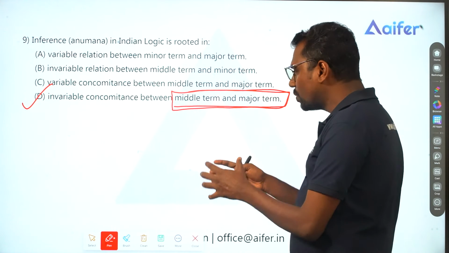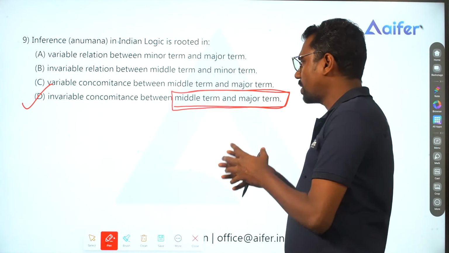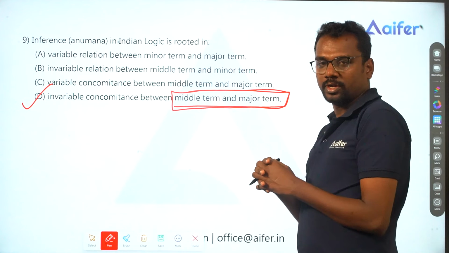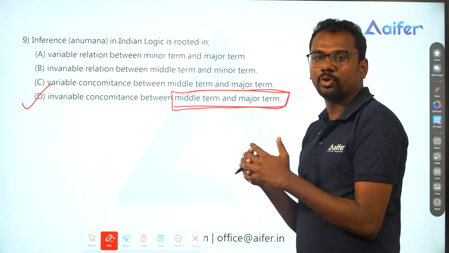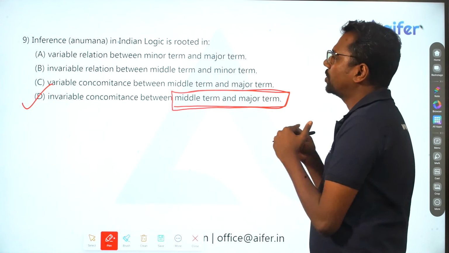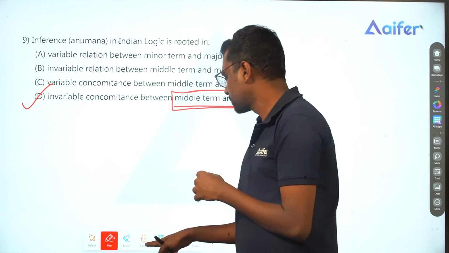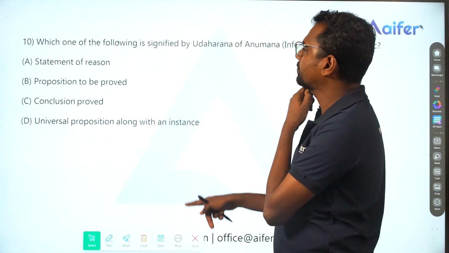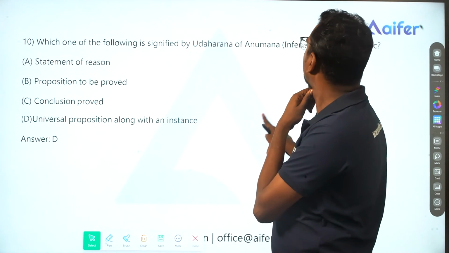So we have invariable concomitance between middle term and major term. That's option D. Next question.